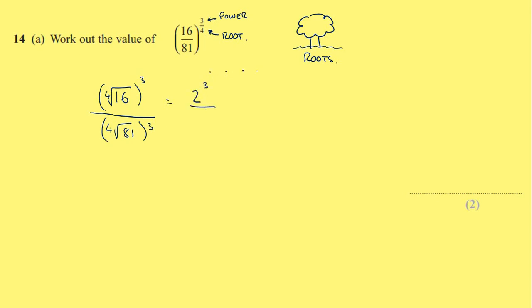3 times 3 is 9, times 3 is 27, times 3 is 81. The 4th root of 16 is 2, the 4th root of 81 is 3. 2 cubed is 8, 3 cubed is 27. There you go, 8 over 27. Alright, moving on.